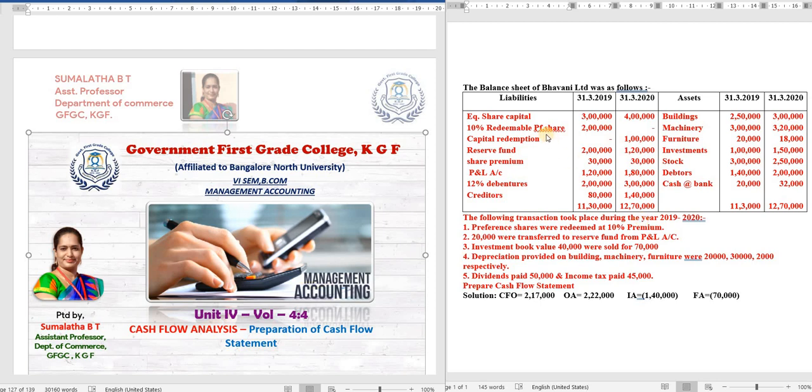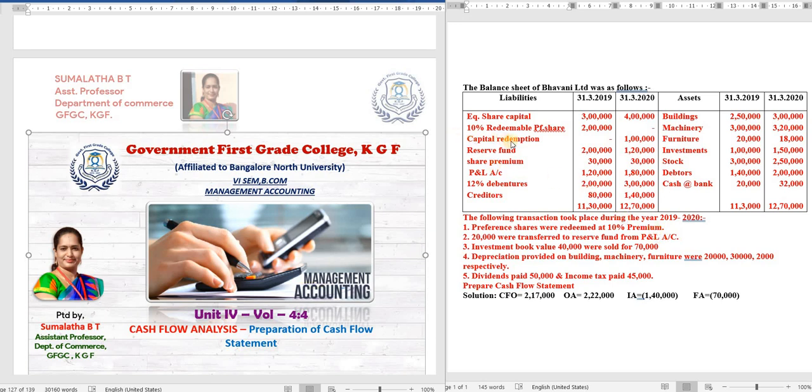So when you go for recording, redeemable shares come in the financing activity. At the same time, this 10% premium will be an extra expense for us. So the premium of 20,000 comes under operating activities, as a non-operating expense. That 20,000 will be recorded in operating activities. 2 lakh plus 20,000, 2 lakh 20,000, will be recorded in the financing activity. I'll show how it will be done.